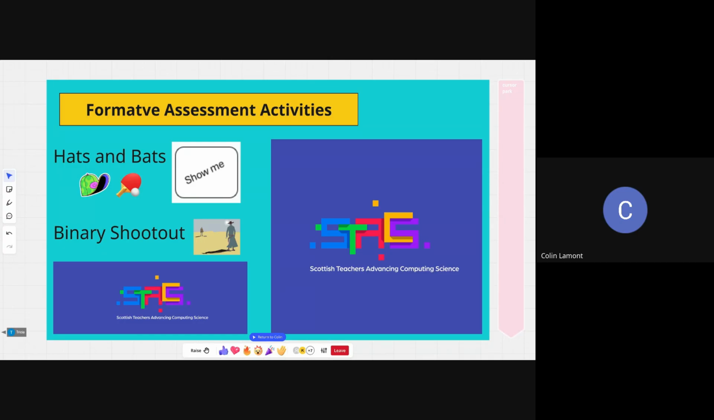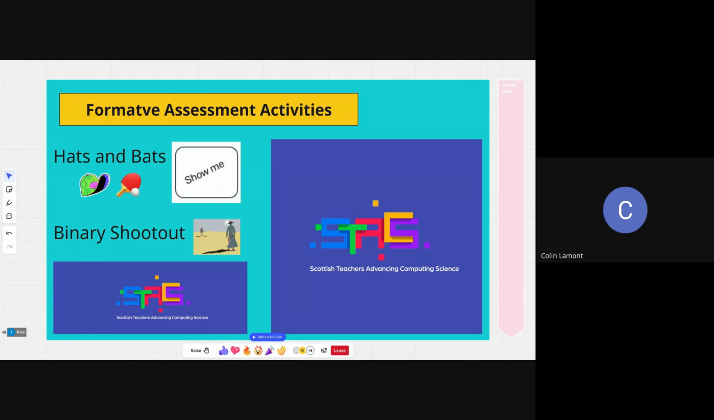If you don't want to go down the hats and bats route, then it's quite an easy activity just to set up with whiteboards. So you get the pupils to work in groups, ideally groups of 4, 6 or 8, and they write the place values 1, 2, 4, 8, 16 on the wall or the board or the window, and then each member of the team stands under one of those place values with their whiteboard and holds up either a 1 or a 0. And working as a team, they have to represent the number that you've given them.